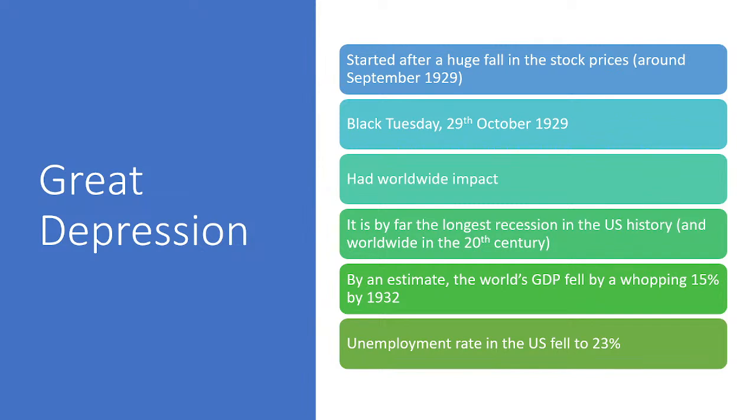By an estimate, the world's GDP fell by about 15% in the first 2-3 years. That's massive, actually. There was a negative GDP growth of 15% for the world by 1932, and in the US alone, the unemployment rate was at an all-time high, 23%.